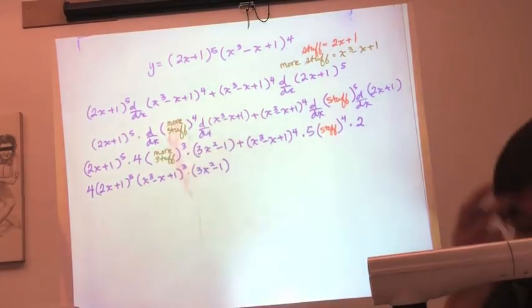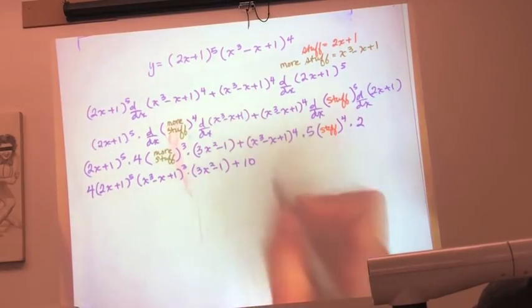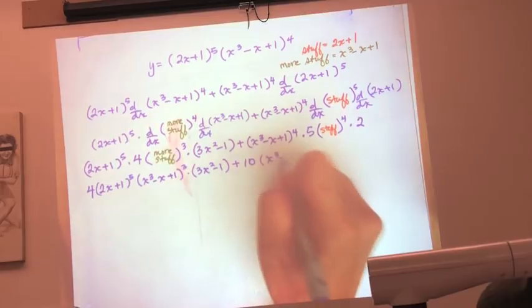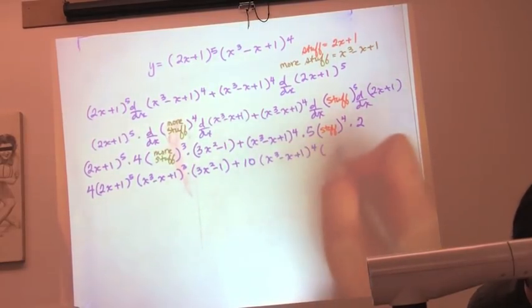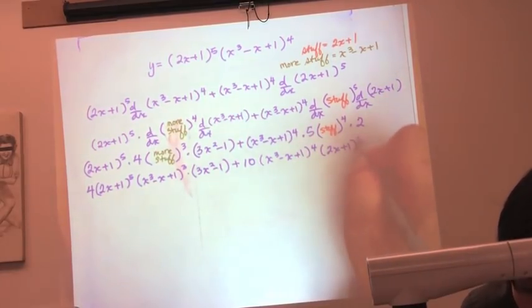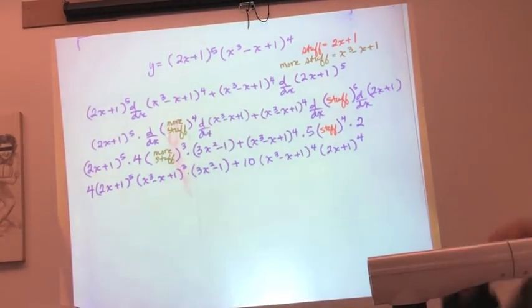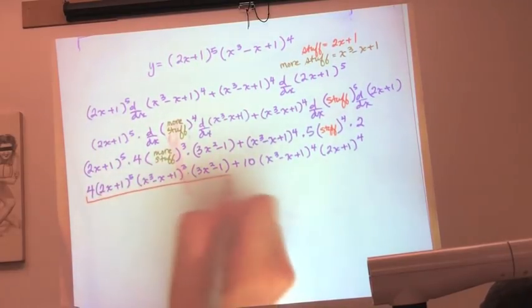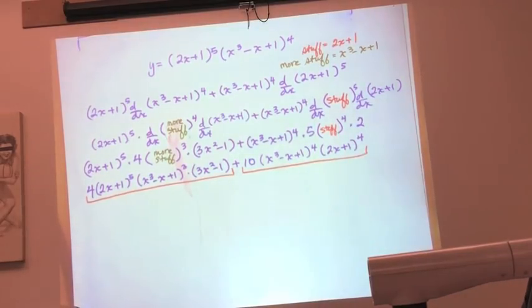and then times (3x squared minus 1). Over here I have 5 times 2, so that's 10. And I have (x cubed minus x plus 1) to the 4th power. And then my stuff, I'm throwing that back in, so I have (2x plus 1) to the 4th power. But I'm not done. I need to simplify this, and I need to see if I can factor anything out. So in this case right here, this is one term. This right here is a second term. What do these two terms have in common?